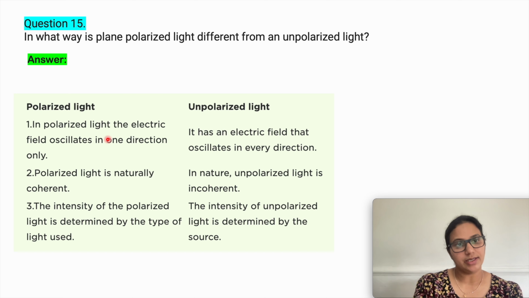Next question. In what way is plane polarized light different from unpolarized light? So you must write any of the differences. In plane polarized light, the electric field oscillates in one direction only, but in unpolarized light, the electric field oscillates in every direction. Polarized light is naturally coherent, unpolarized light is incoherent. Intensity of the polarized light is determined by the type of light used. Here the intensity of unpolarized light is determined by the source.